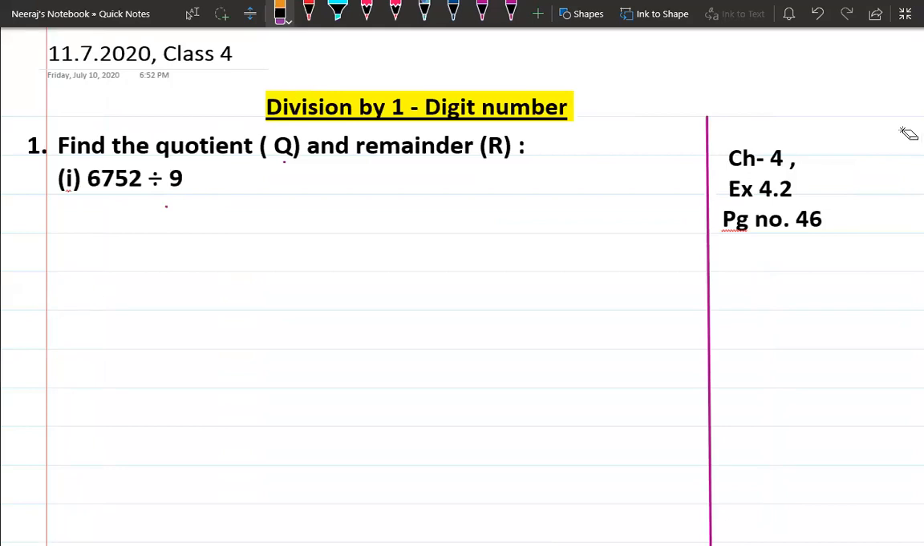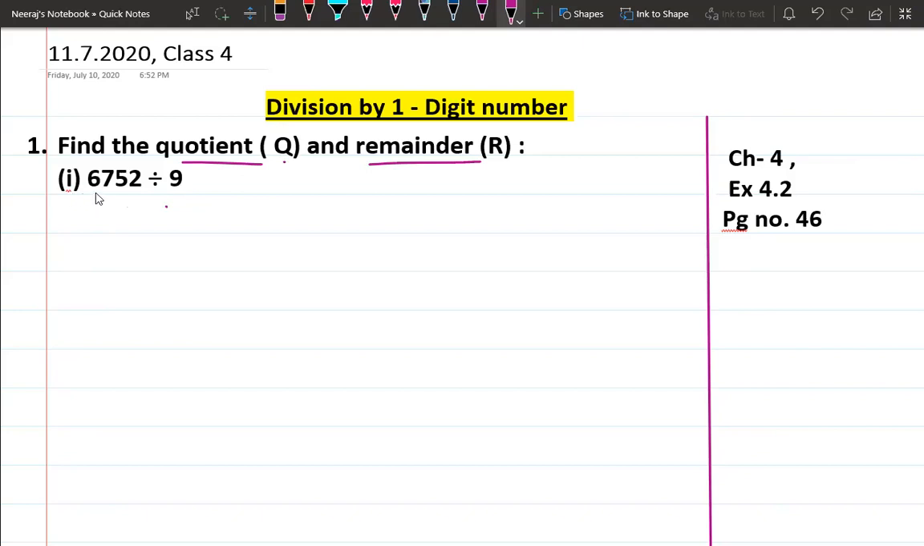In the last class, we started the chapter division and learned how to find the quotient and remainder without division. In today's class, we will learn how to divide a 4-digit number by a 1-digit number. In this question, we'll find the quotient and remainder. Here Q stands for quotient and R stands for remainder. So now we are dividing a 4-digit number by a 1-digit number.